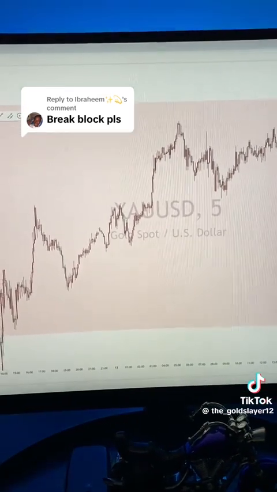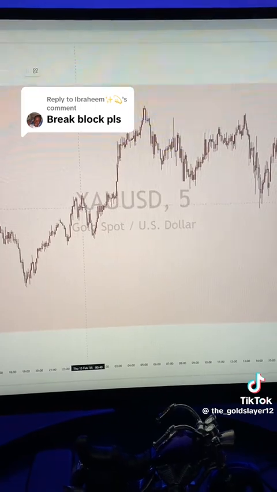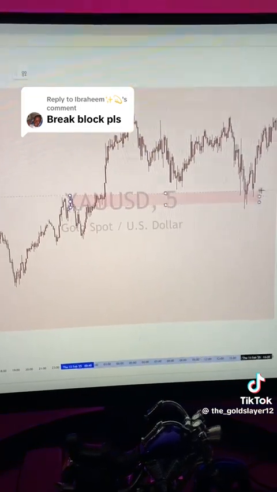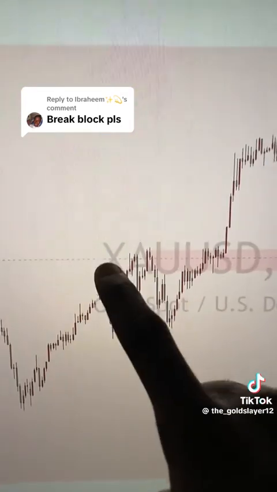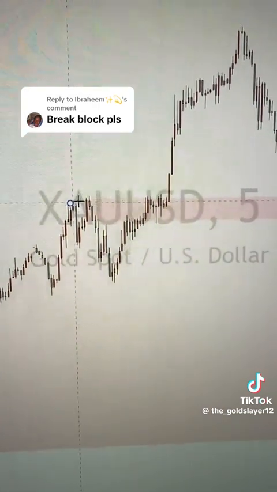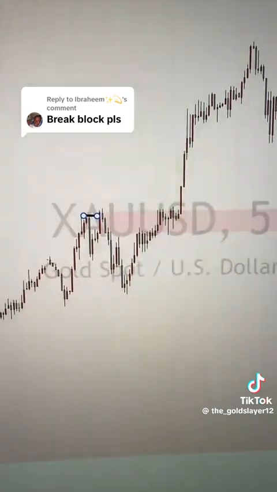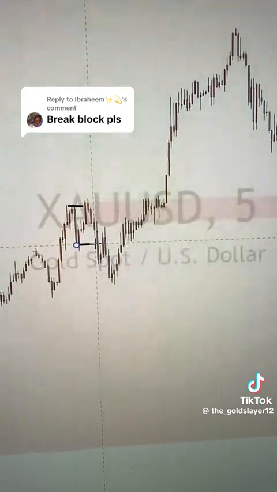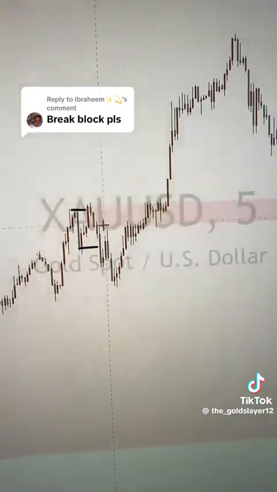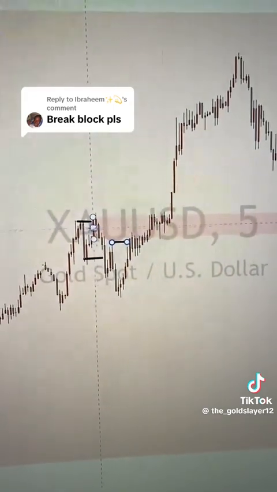And over here I can see I have a breaker block over here. I have a breaker block over here. I'm going to explain that in a few minutes. You can see that we had a break of structure over here. Let me explain that. We had a break of structure over here, and then we had a market structure shift over here as well. You can see that, and this was our inducement right over here. Do you get it? So this becomes our order block. This candle becomes our order block.